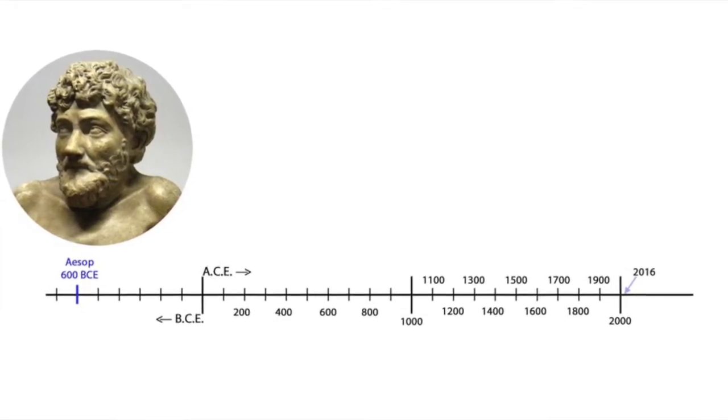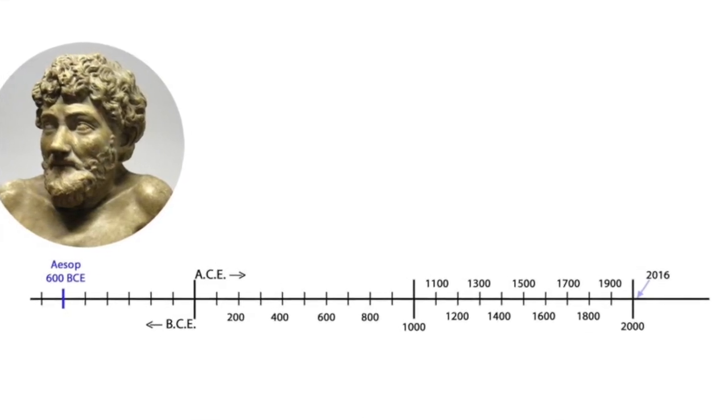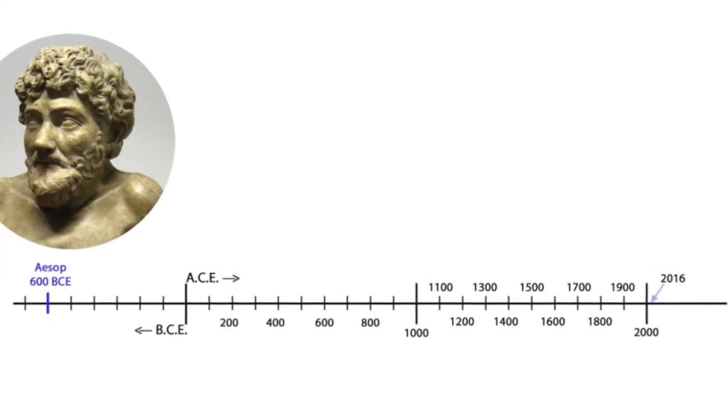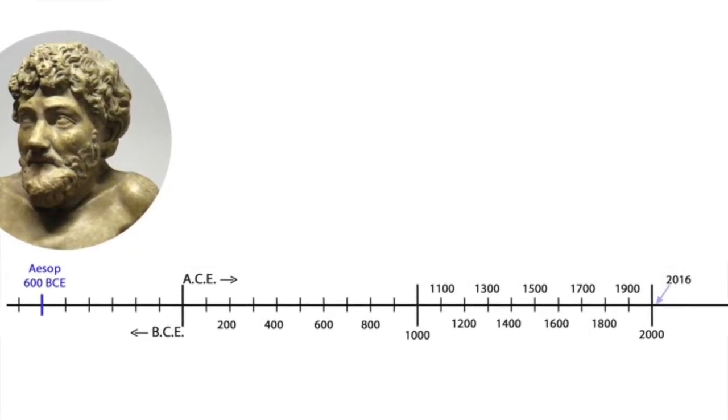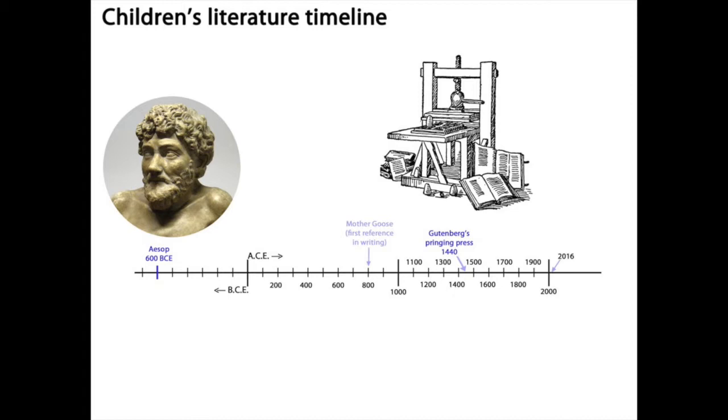He heard various stories, he wrote them down himself and turned them into short tales that were fables, where he put a particular moral at the end. In China, books began being printed around 800 CE, Common Era, which is also around the same time that the first mention of a character known as Mother Goose is told.